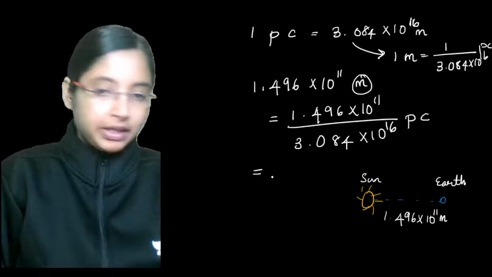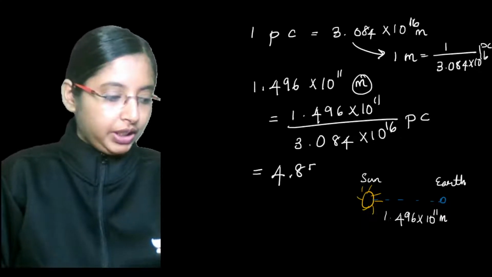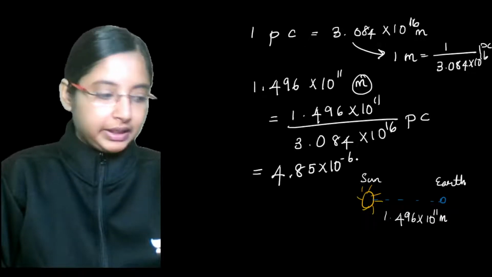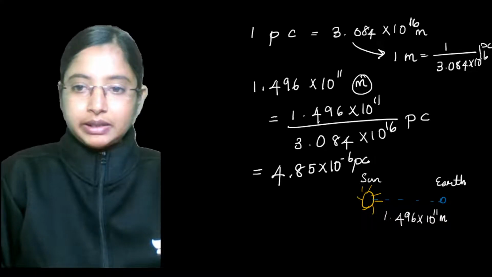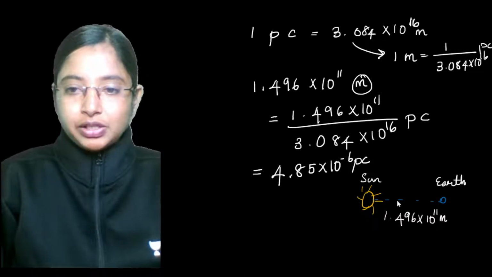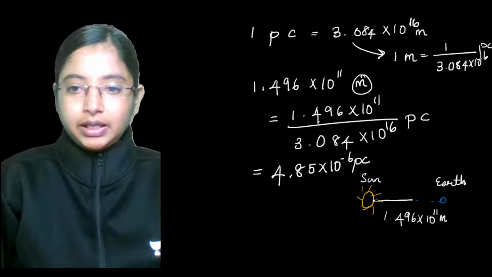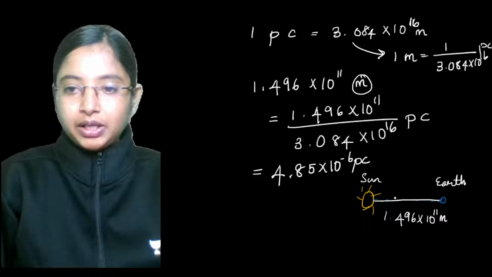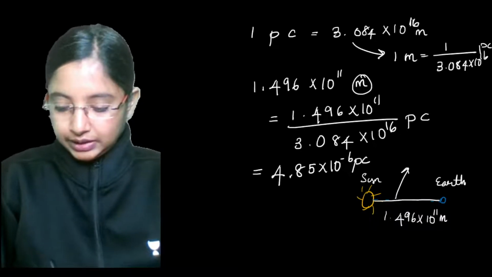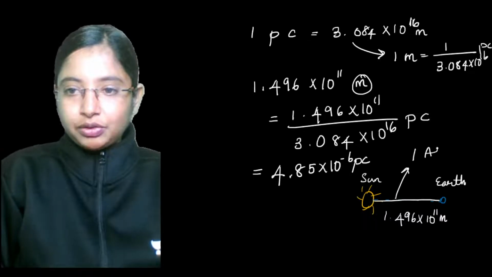In this case, in parsec, you will get the answer as 4.85 into 10 to the power of minus 6 parsec. But the average distance, the distance between the earth and the sun, in which unit is this given? This is given by 1 astronomical unit.